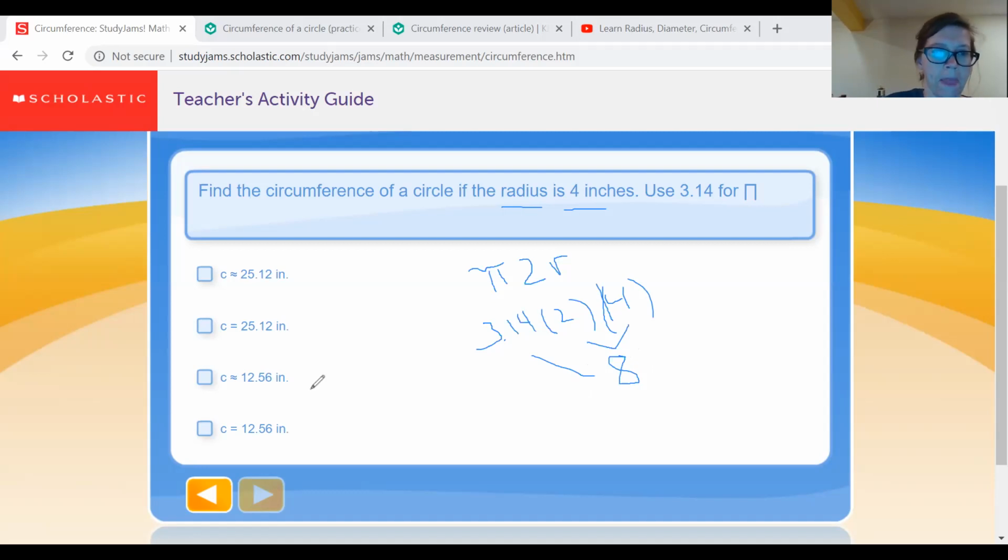All right. Is it A, C is approximately equal to 25.12 inches? B, C is equal to 25.12 inches? C, circumference is approximately equal to 12.56 inches? Or D, circumference is equal to 12.56 inches? You choose what you think is the right answer, and we will check here in just a minute.